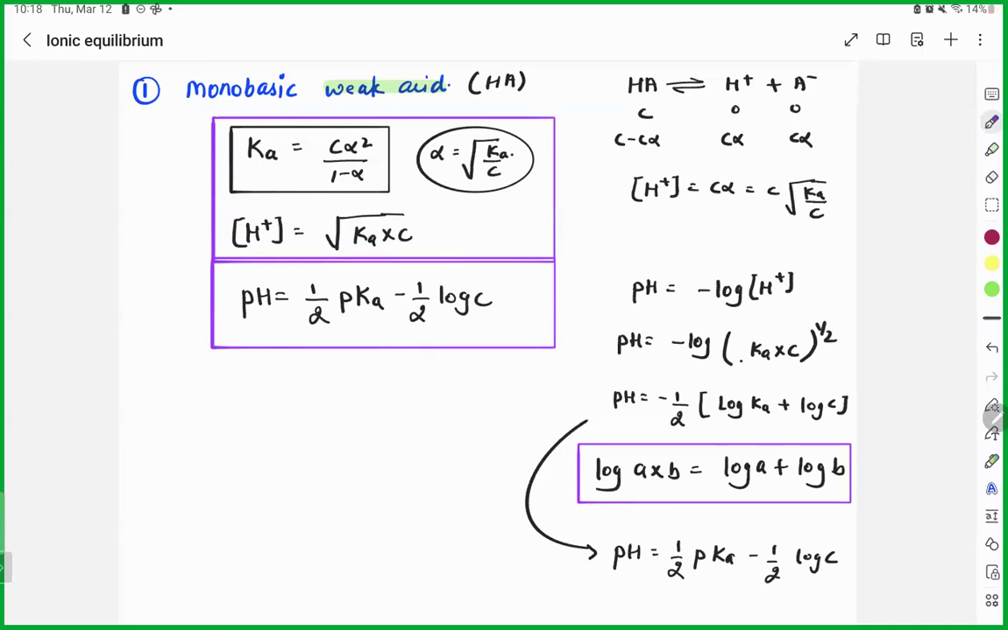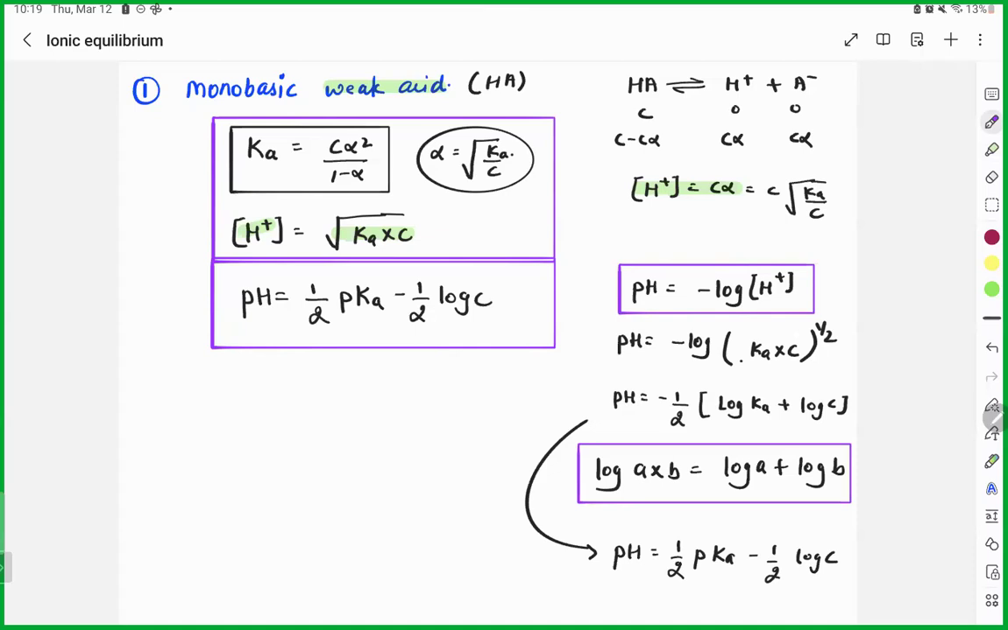Because K is equal to C alpha square by 1 minus alpha, same thing. Alpha is equal to under root K by C, same thing. We wrote this H positive using this formula. And we wrote pH using the normal simple formula. How to calculate pH? Minus log H positive. Put the H positive value, get the value, and you got the final answer. Correct? Very, very, very important.